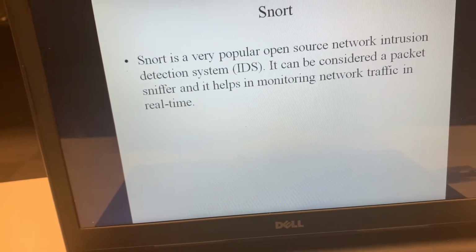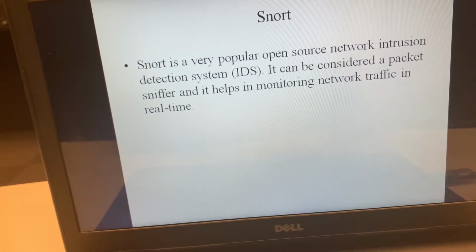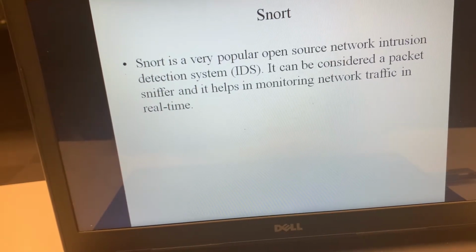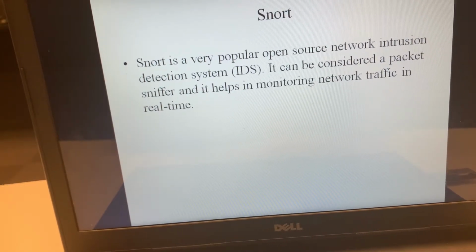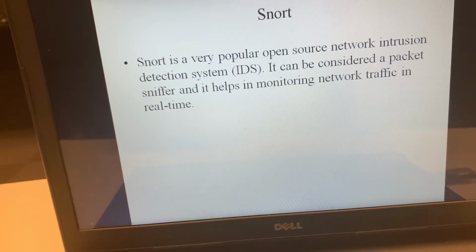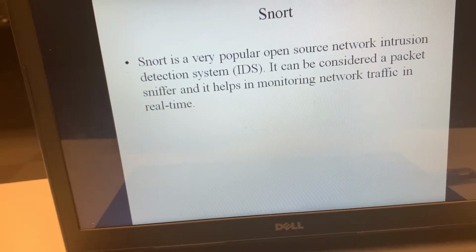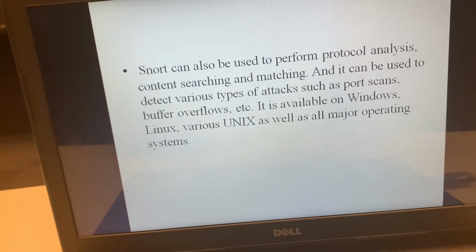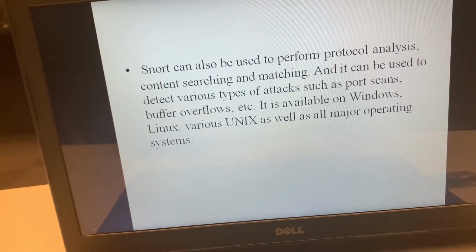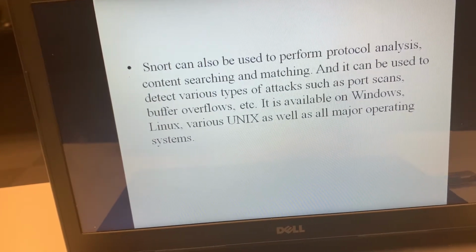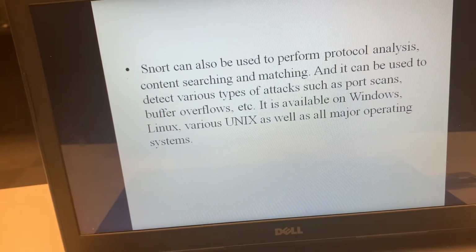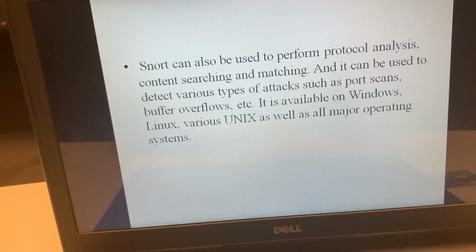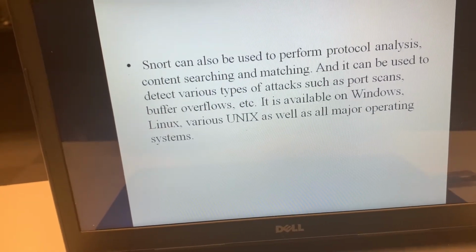Secondly, now I am going to discuss my other security tool that I have chosen, which is Snort. Snort is a very popular open source network intrusion detection system. It can be considered a packet sniffer, and it helps in monitoring network traffic in real time. Snort can also be used to perform protocol analysis, content searching and matching, and it can be used to detect various types of attacks such as port scans, buffer overflows, etc.